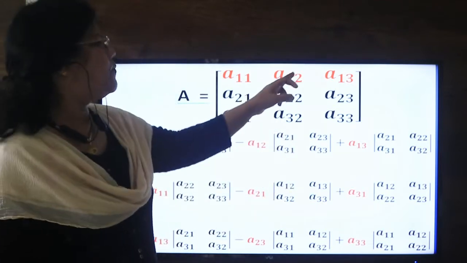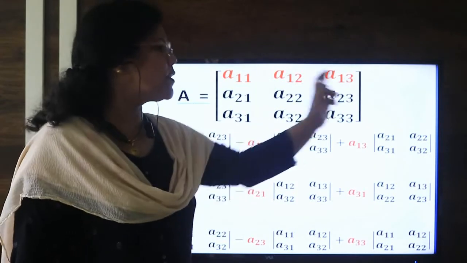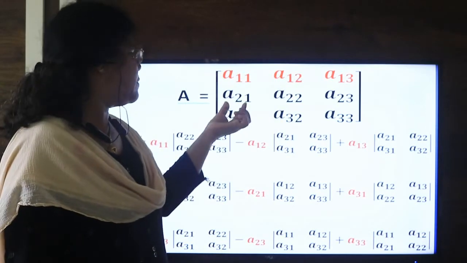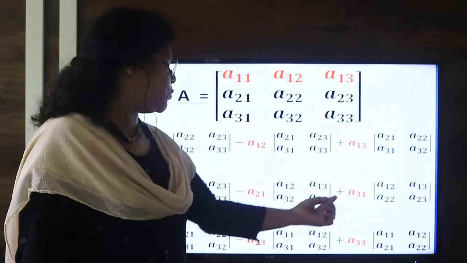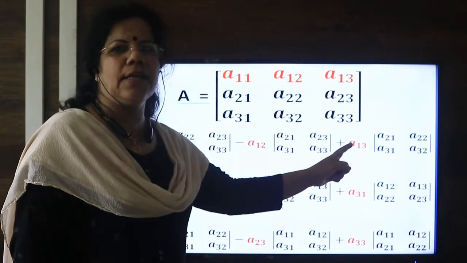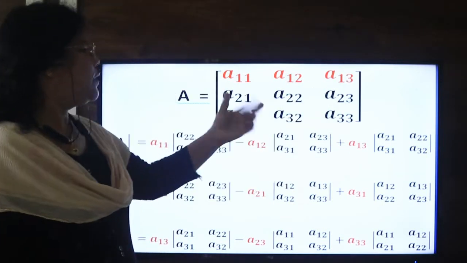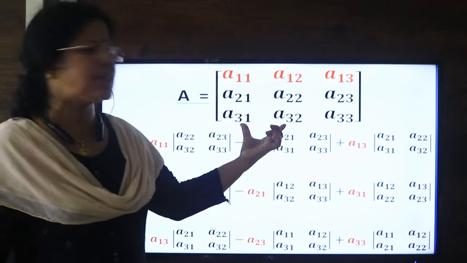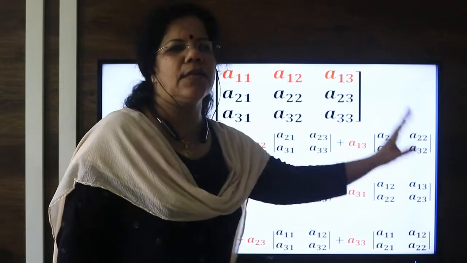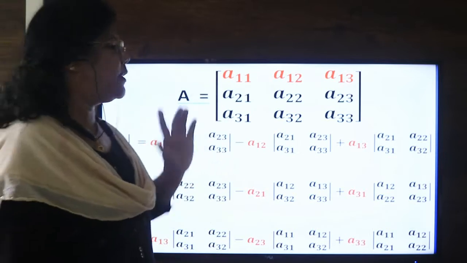You see, A12 belongs to the second column and first row. So delete the first row and second column. The remaining determinant is determinant A21, A23, A31, A33, plus A13 into, deleting that row and column, the resulting determinant, which is determinant A21, A22, A31, A32. This is the expansion of the determinant. This is the way of calculating the determinant value.